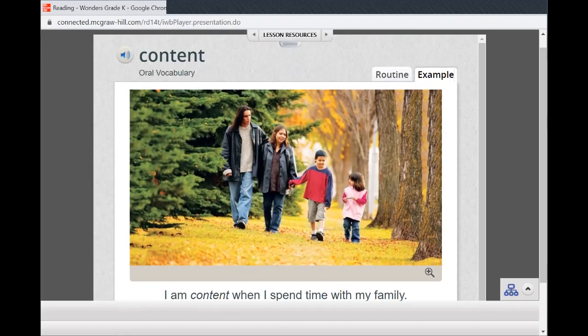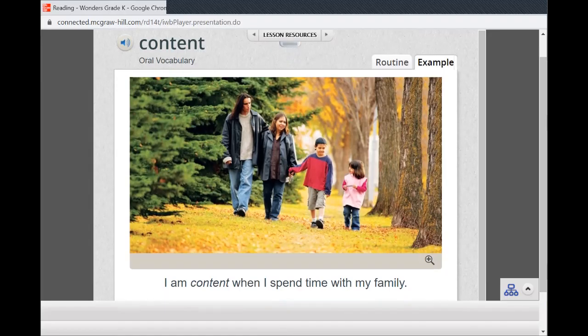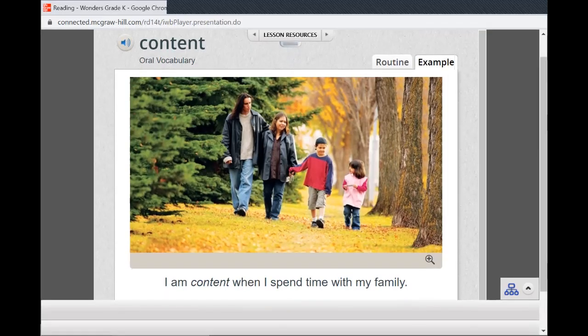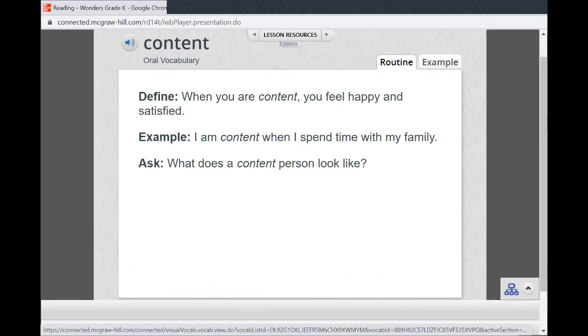Content. I am content when I spend time with my family. When you are content, you feel happy and satisfied.